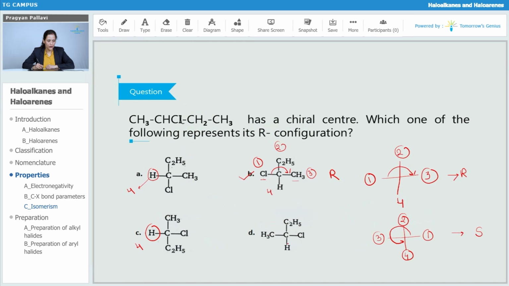Here again the lowest priority group is already at its vertical position. Let's start counting. It is 1, 2 and this is 3. Again it's anti-clockwise, so this is also S configuration. Only option B is R configuration.